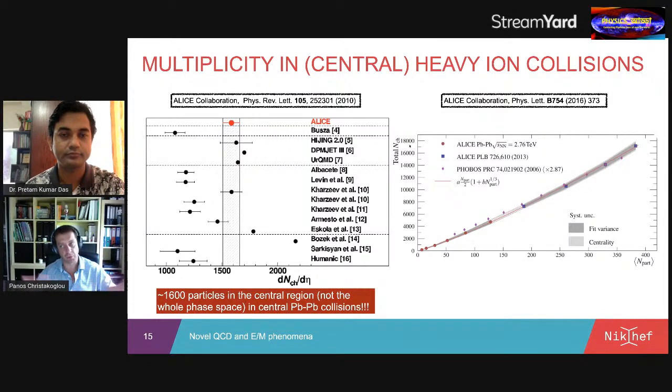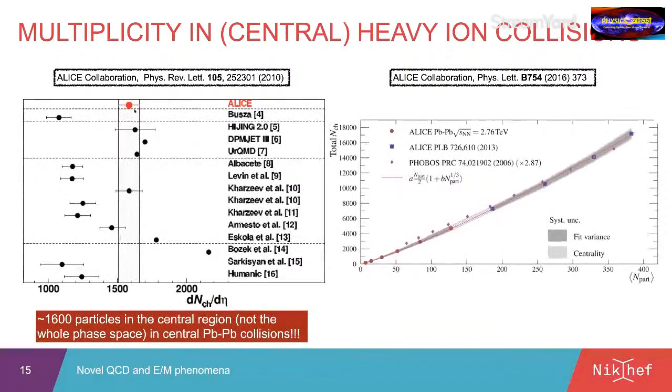So we go from PP collisions, from 5 to 7 particles being created on average, up to 1,600 in the central region, and then you have to extrapolate, and then you get easily to 20,000 particles. So our detectors are capable of actually reconstructing and identifying, if not all, the vast majority of these particles.